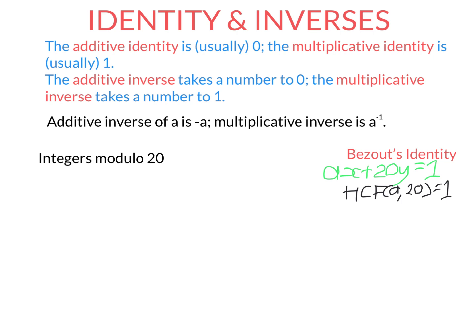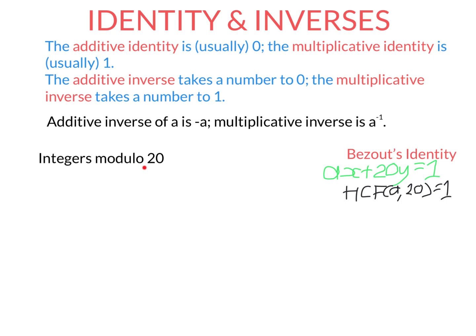Closely related to identity is the concept of an inverse. An additive inverse takes a number to 0, the additive identity. A multiplicative inverse takes the number to 1, the multiplicative identity. The additive inverse of A is usually negative A, and the multiplicative inverse of A we denote as A to the power of negative 1. But we will look at a lot of sets in which there isn't a multiplicative inverse.